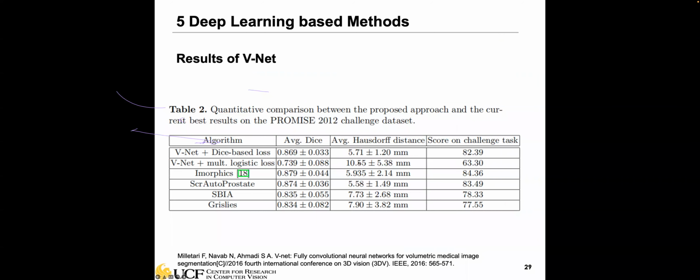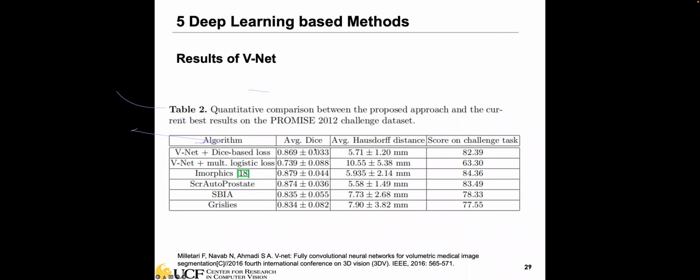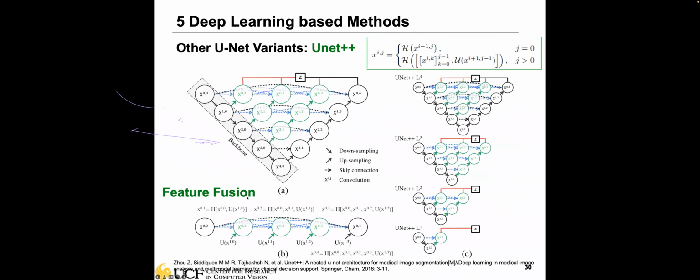And yeah, this table summarizes their outcome. This is the dice, and this is the Hausdorff distance. And they also compare with some of the other approaches.